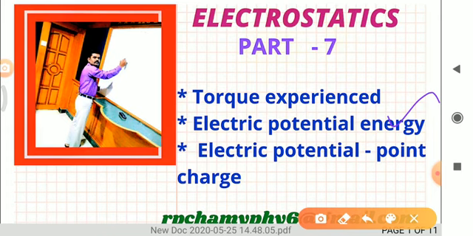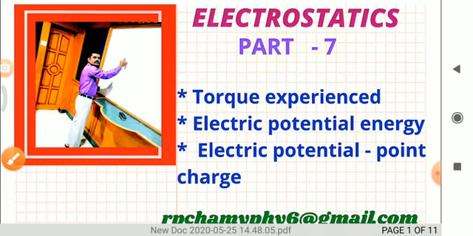For example, if we are bringing an object from one place to another, some amount of work has to be done on the object. That amount of work done on the object is stored as potential energy in that object. In this lesson we are going to discuss what electrostatic potential energy is.